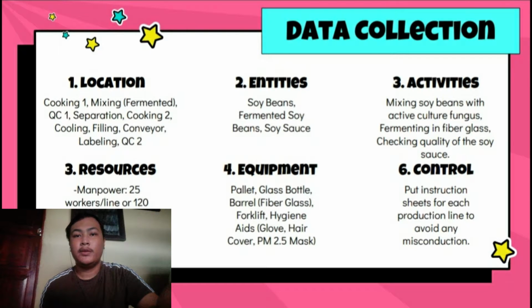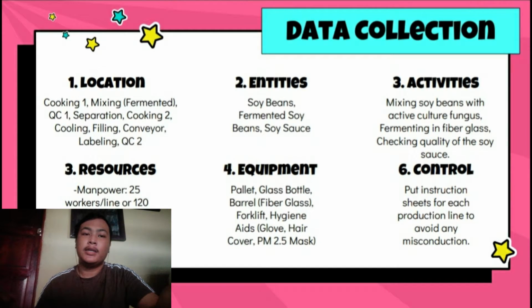Next, the data collection is equipment. Equipment is all the tools used by ZARA Foodstuff Industries to produce the soy sauce product. The basic equipment used is pallets, glass bottles, barrels, also known as fiberglass, forklifts, and hygiene aids such as gloves, hair covers, and PM 2.5 masks.